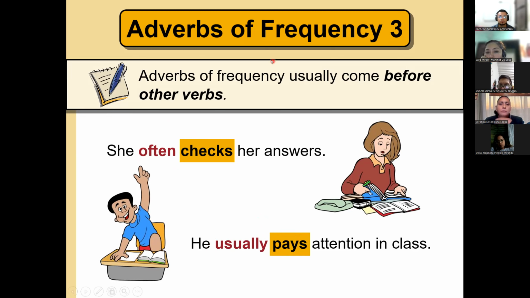Clear? Yes. Good. Remember, this structure is with simple present. ¿Por qué solo se puede usar con presente simple? Porque hablamos acerca de actividades que pasan regularmente. So we cannot use it with other structures, okay? Only simple present.